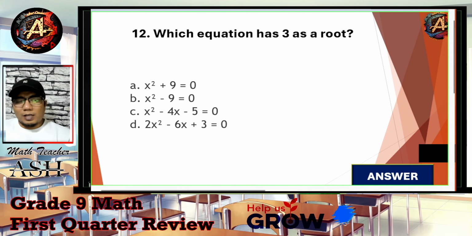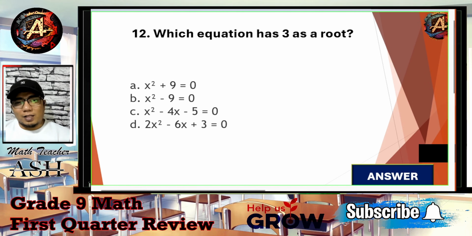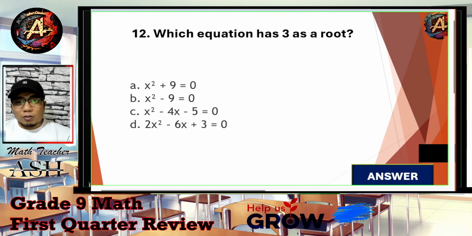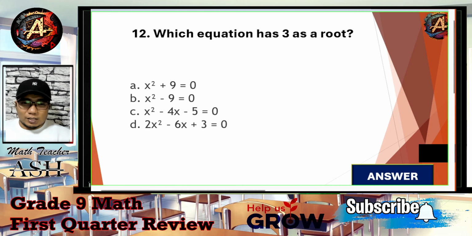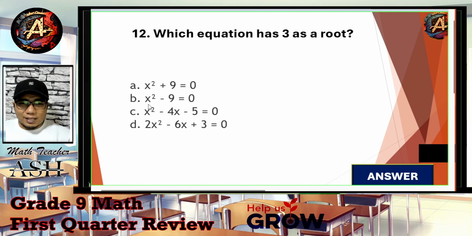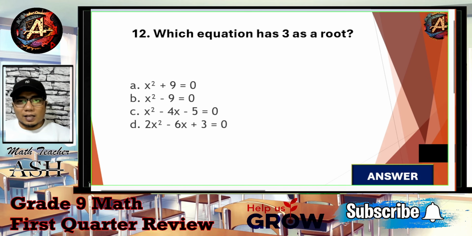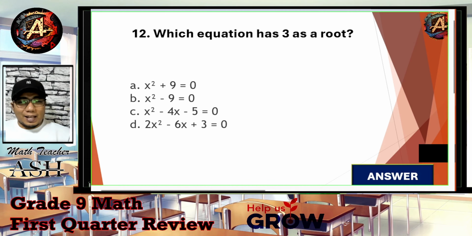Okay, my dear math learners, in answering this question, what you need to do is to substitute our x with the value of 3. And if the answer would be 0, then that is your correct answer. The other thing is by the use of factoring, in which among the 4 choices here, we have a difference of 2 squares. As we can see here, letter B has a difference of 2 squares because x squared and 9 are both perfect squares. Now, if that is the case, the factors of that would be x plus 3 and x minus 3. Solving that with the zero product property, one of the roots is positive 3. So therefore, the correct answer for this question is letter B.